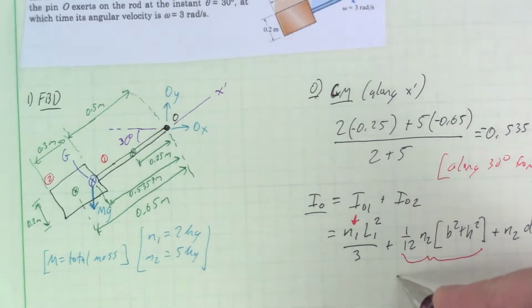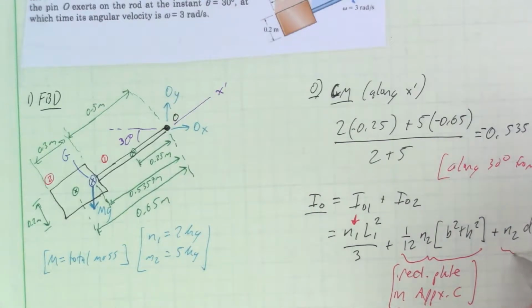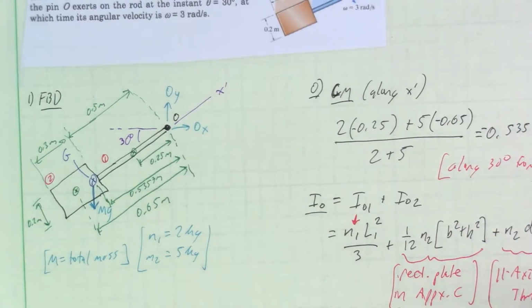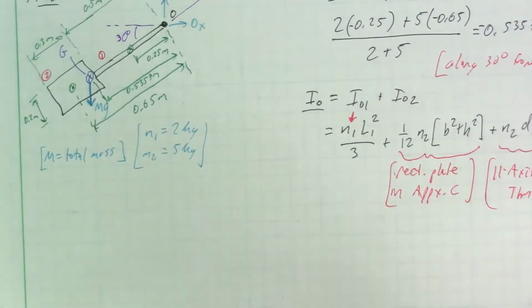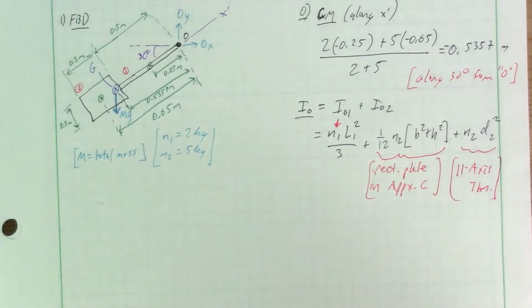So this is the rectangular plate in Appendix C through its center of mass, and this term comes from the parallel axis theorem. Alright, so we're ready to calculate this now. Let me zoom out just slightly now that we're into our work here.